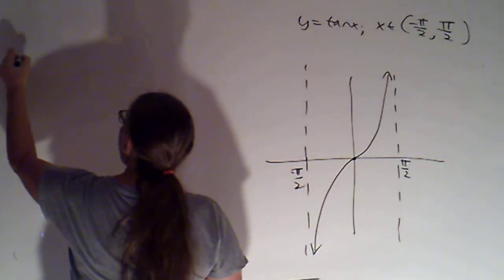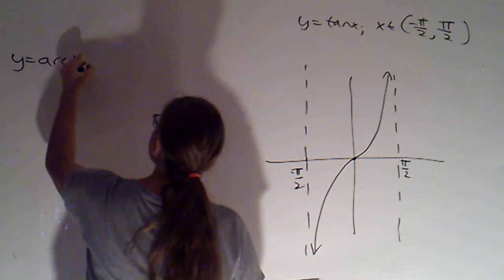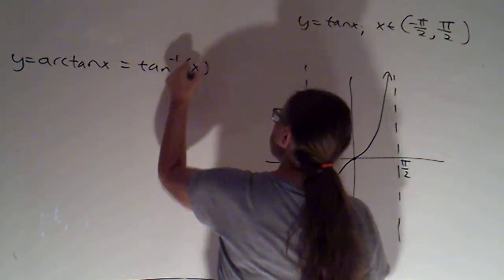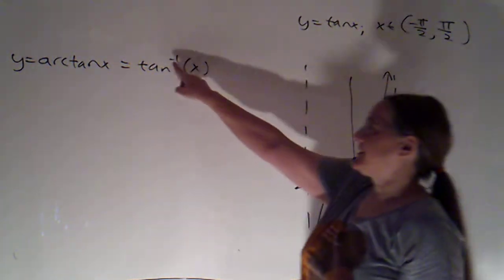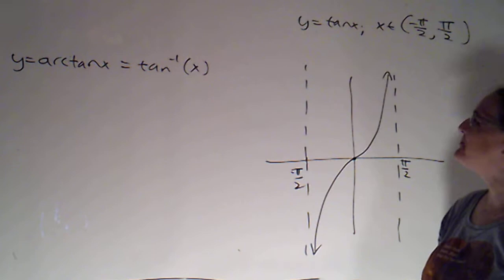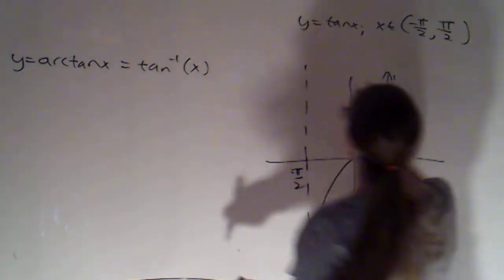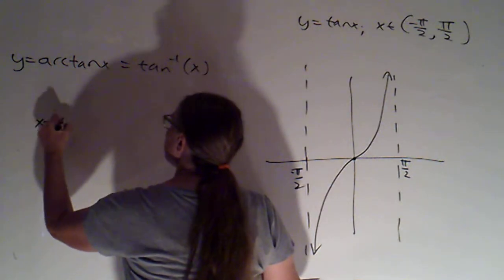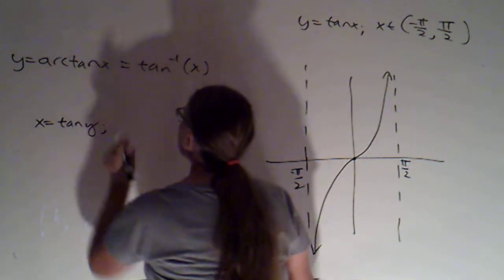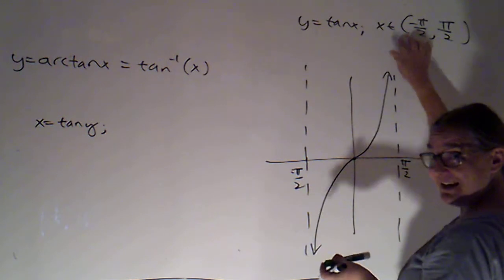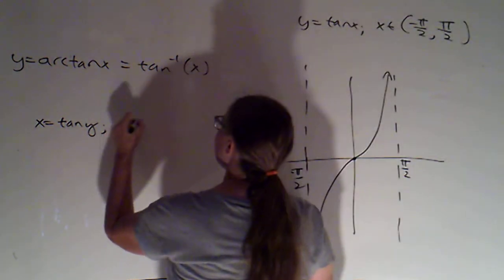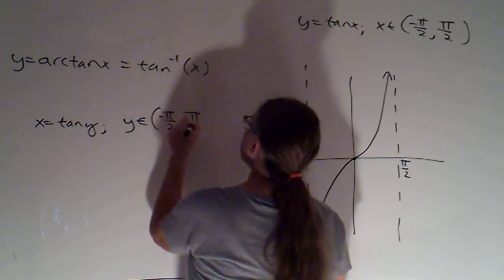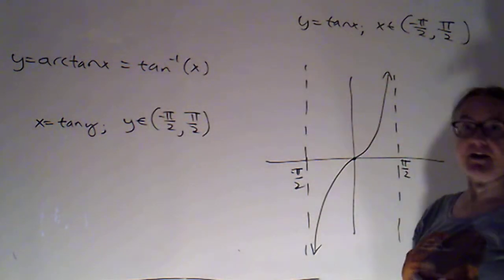So we can say y equals arctan of x. And again, if you prefer to write that as tan inverse of x, you can. That's an inverse sign, not an exponent. Okay, and this simply is what we get if we switch the roles of x and y. So it becomes x equals tangent of y, and the restrictions on x become restrictions on y. Y is in the open interval from negative pi over 2 to positive pi over 2.